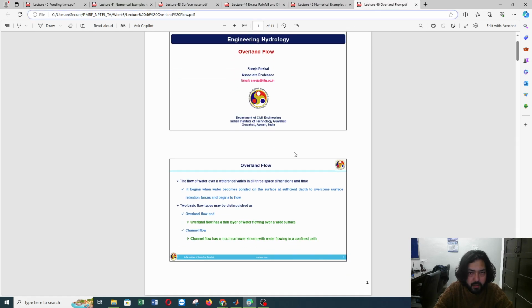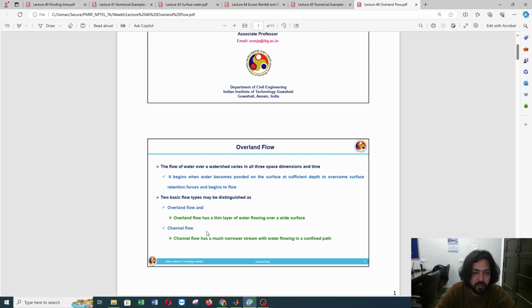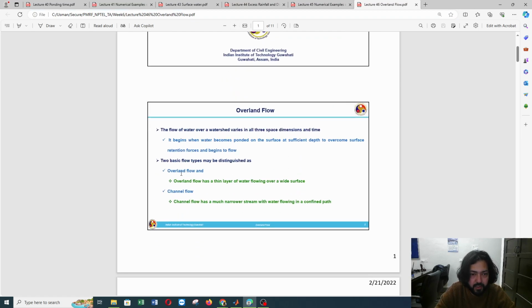Now let us come to the very end of the topic, that is we need to understand two concepts here. The first is called overland flow and the other is called channel flow, right? Basically the flow types can be divided into two: overland flow and channel flow. Overland flow is a flow which has a thin layer of water flowing over a wide surface, and channel flow has a much narrower stream with water flowing in a confined path. So for channel flow the path is confined, whereas for overland flow the path is very wide.